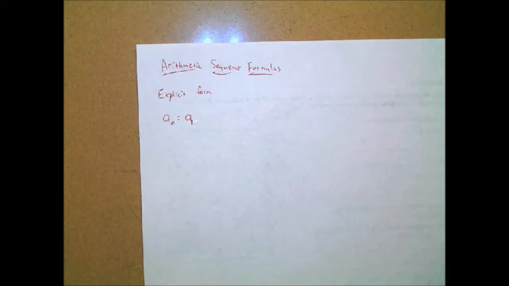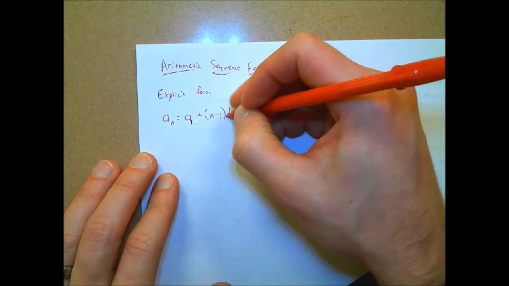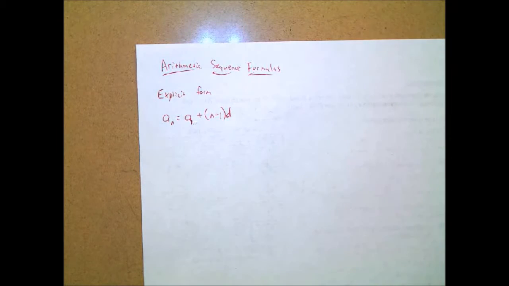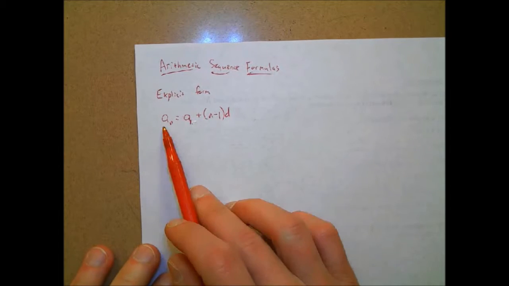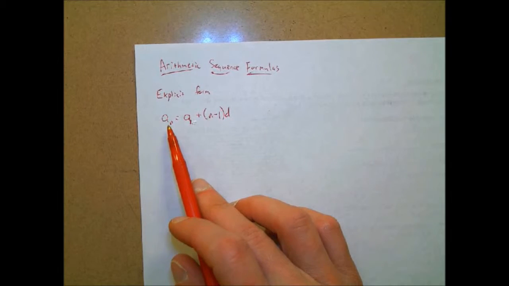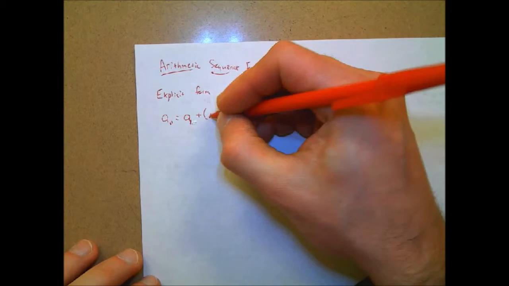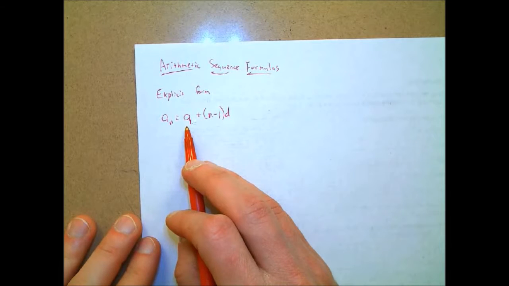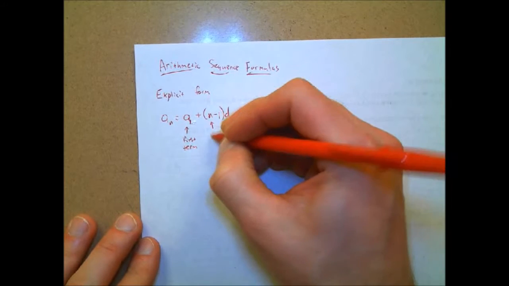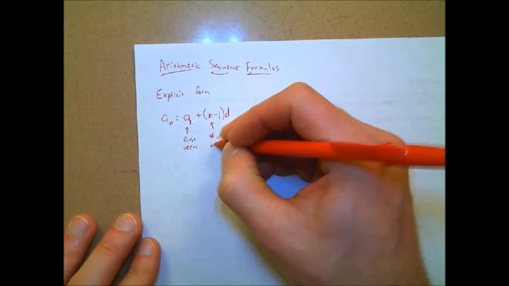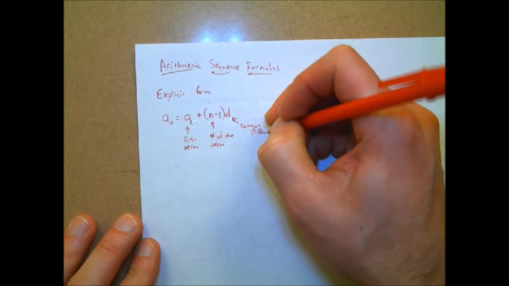Okay, so a sub n equals a sub 1 plus n minus 1 times your common difference. You guys remember seeing this formula before? So it's the nth term. If you want to find the 100th term, you would put a sub 100 equals a sub 1 plus n minus 1 times d. a sub 1 stands for your first term, n stands for the number of the term, and d stands for common difference. And again, that's explicit form.